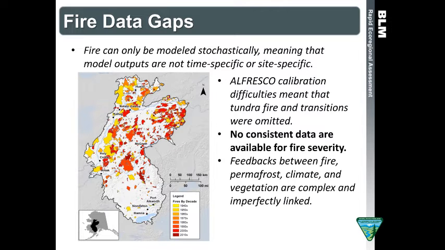Fire caveats. I've already said fire can only be modeled stochastically. You really can't have a forecast of fire. It's really tough to even do that for the current year, let alone long term. But you can have a forecast of fire probability, fire danger, fire incidents across large landscapes. So that's what this is. And I already mentioned that we unfortunately had to omit tundra fire.